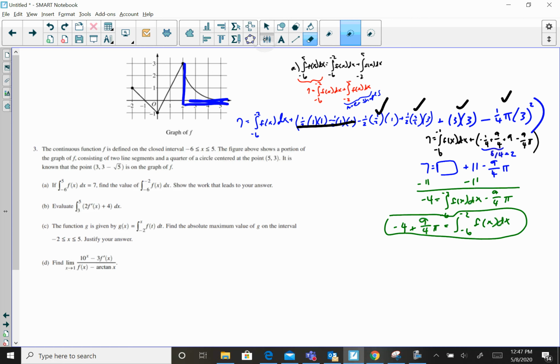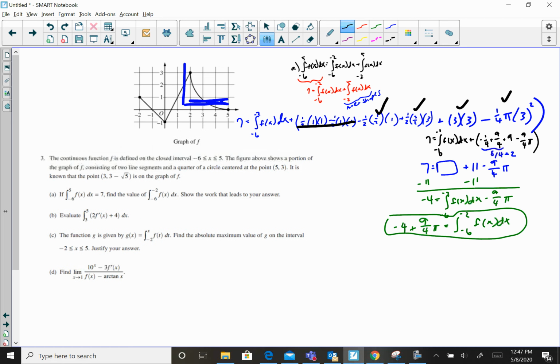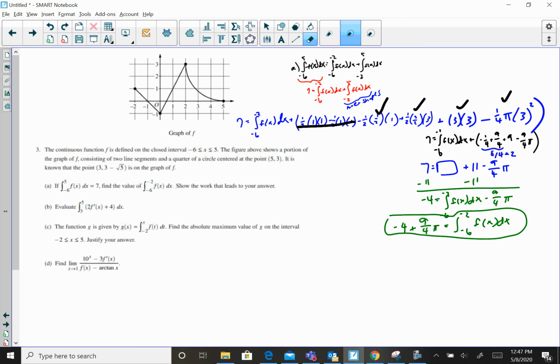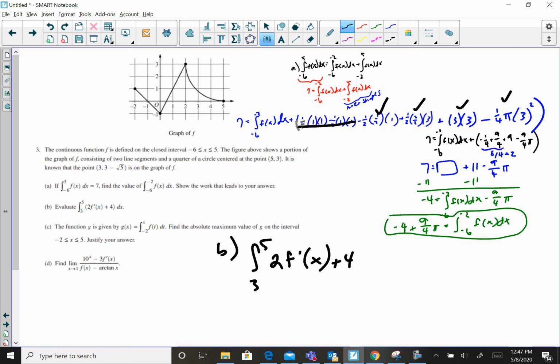Part B, evaluate the integral. I'm going to do B right here. The integral from 3 to 5 of 2 f prime of x plus 4 dx. So when I integrate this, I'm going to get 2, which is a scalar. Integral of the derivative is the original f of x, and the integral of 4 is 4x, and this is from 3 to 5.